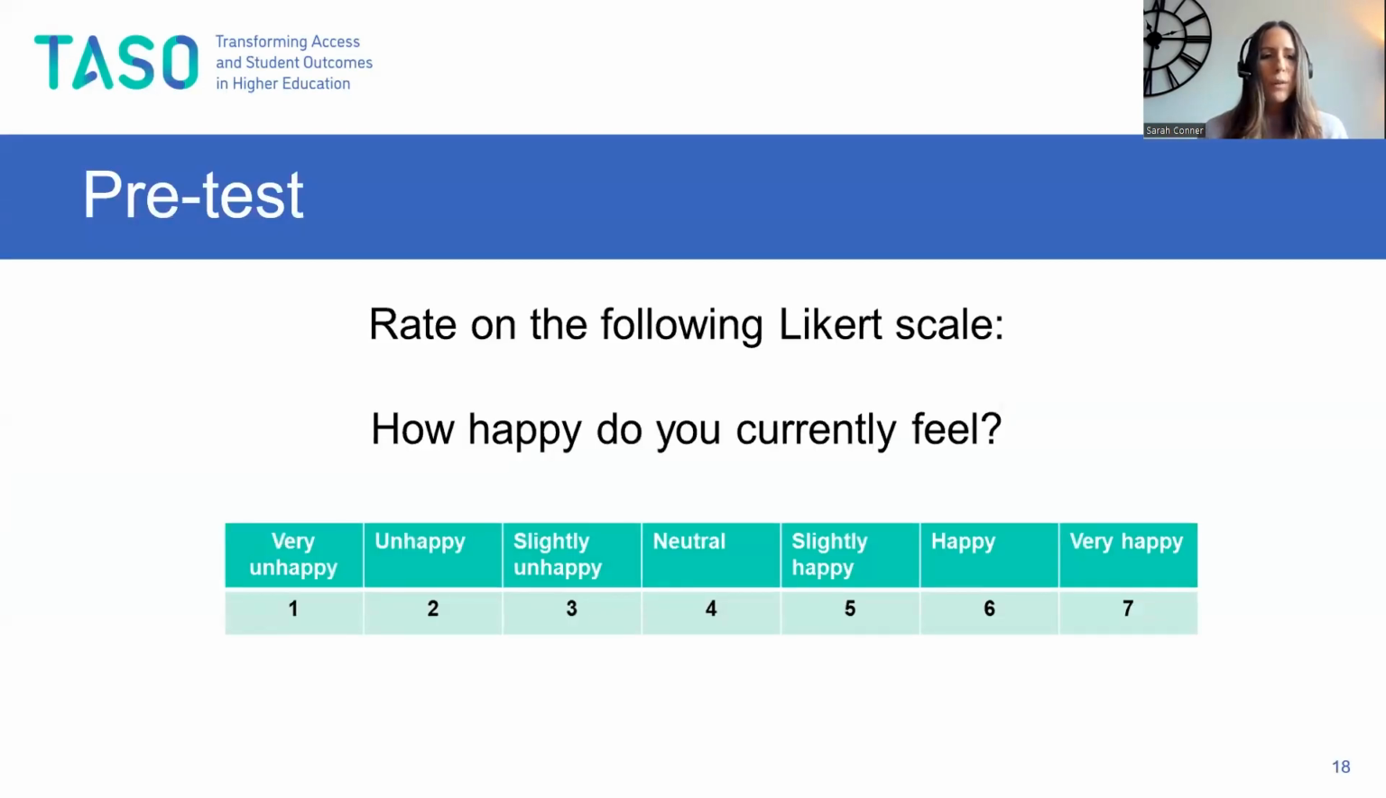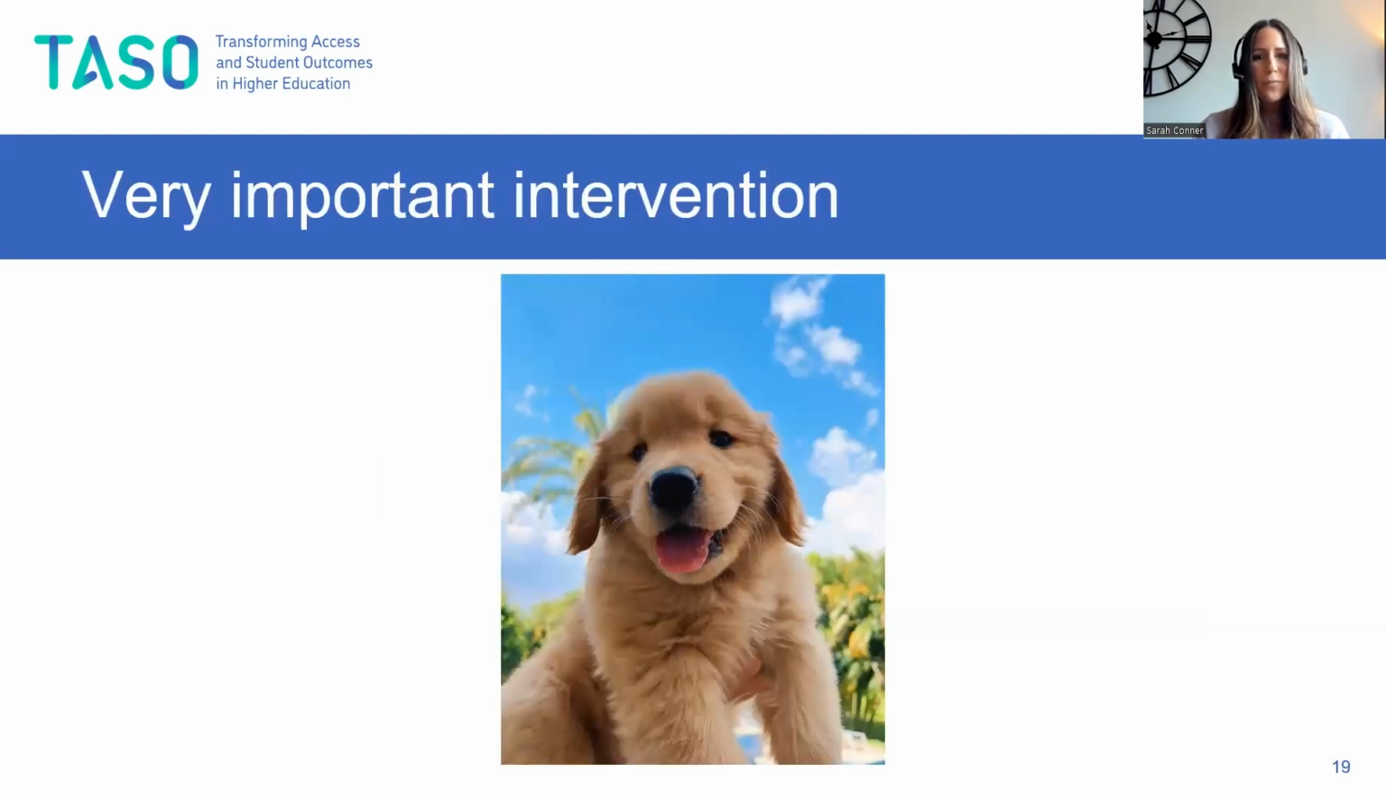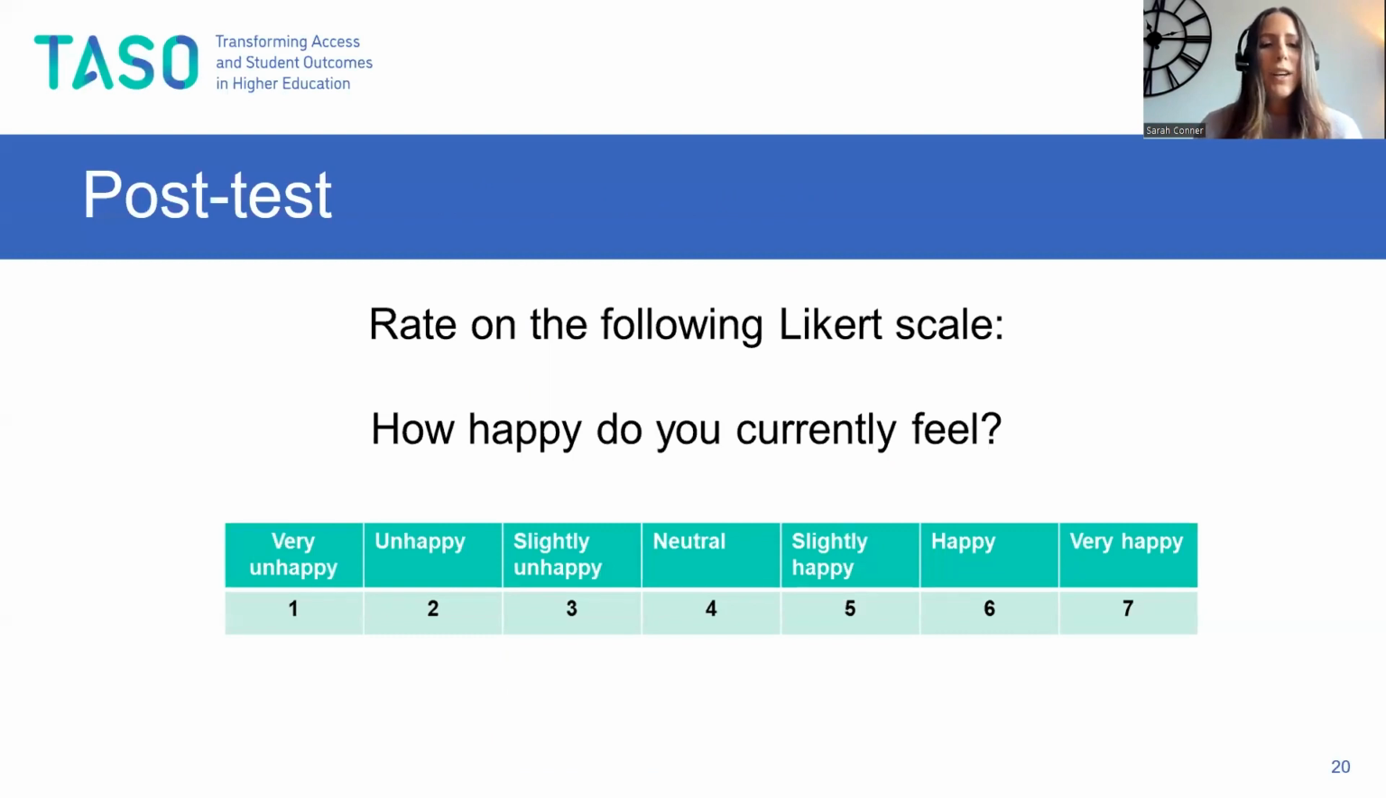So as an example, just have a think in your head how you're currently feeling. Obviously, you're at a TASO webinar, so I'm expecting you to be at 5 to 7 on the scale anyway. But it is raining and it's cold, so you might be slightly further down. I'm then going to present you with a really important intervention. And now I'd like you to, again, think about how you feel. Obviously, depending on whether you like puppies or not, this could impact how you're feeling. But I'm certainly further up the scale now after seeing that very, very cute puppy. So that's a really simple example of pre-post testing.